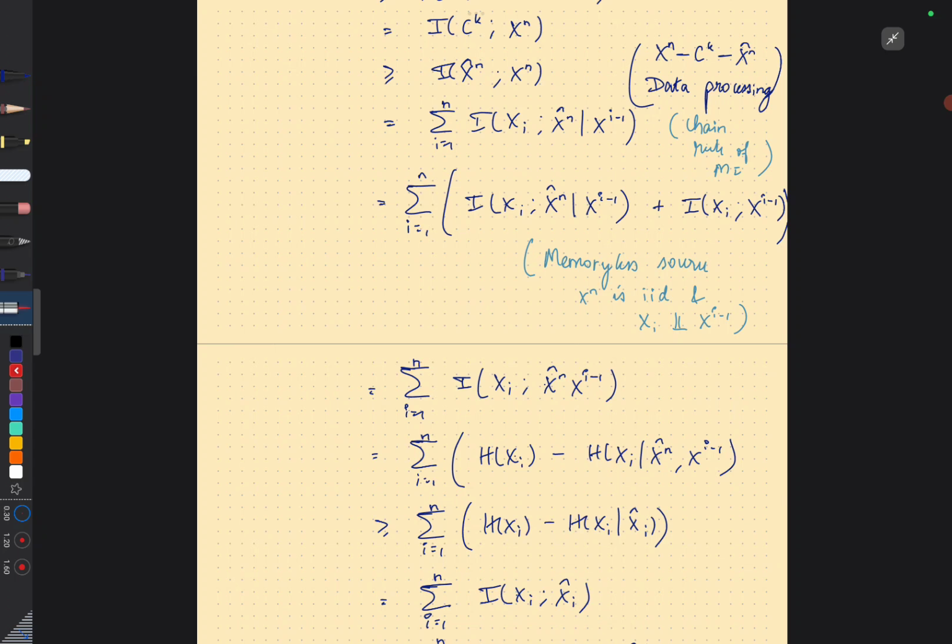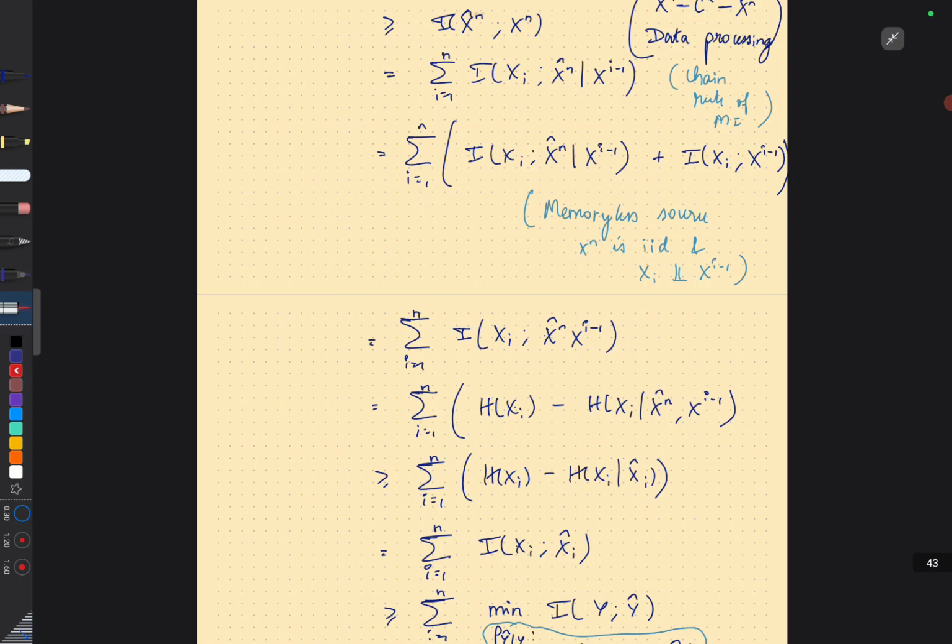But in this case, X^n hat is much more complicated than that because it is not IID. Remember that X^n is an IID sequence, but then how do you get X^n hat? By encoding and decoding X^n. And this encoding and decoding process introduces correlations. So the components of X^n hat are in general not going to be IID. They're going to have a much more complicated distribution. It can be anything depending on the choice of the codebook.